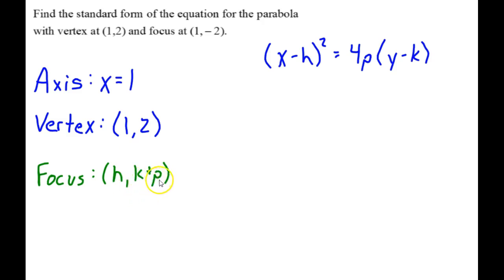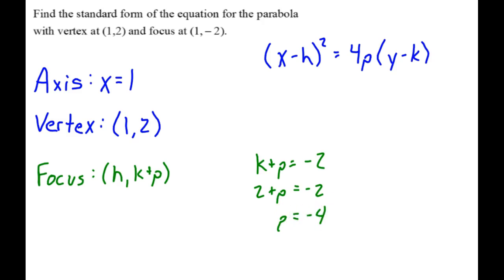And that's where we're going to use the focus. So this expression for our y coordinate, which is k plus p, we can set equal to negative 2, because we know that's the y coordinate of the focus. I also know my k value is 2 from the vertex. So now we have 2 plus p equal to negative 2. I would isolate p by itself, subtracting 2 from both sides. So now I know p is equal to negative 4.